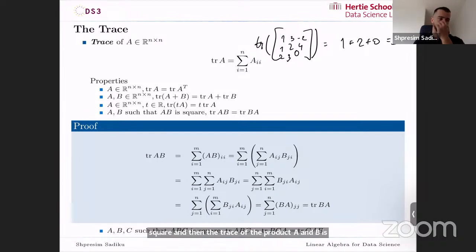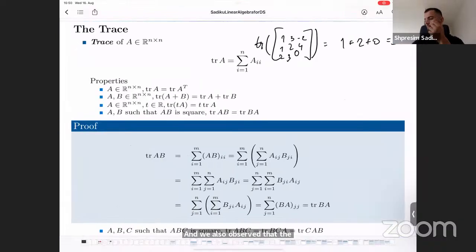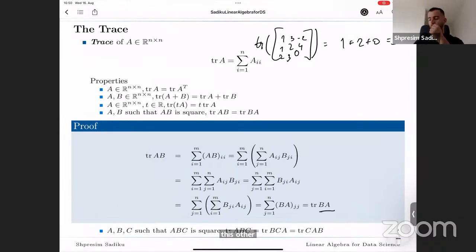And in order to prove this property, we can simply suppose that A is a matrix in R^(m×n) and B is a matrix in R^(n×m), so that AB is a matrix in R^(m×m) and is a square matrix. And we also observe that this other matrix, BA, is a matrix in R^(n×n) and also a square matrix, so it makes sense to apply the trace operator.